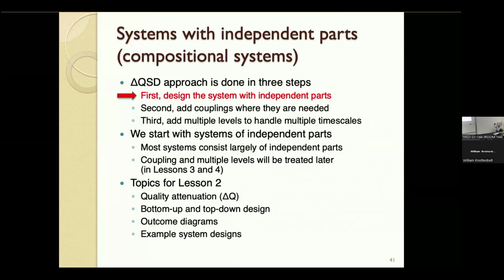In lesson 3, we're going to add couplings between the parts. And in lesson 4, we're going to talk about overload and the need for multiple levels. But today, right now, we're going to talk about independent parts. And most systems do largely consist of independent parts. And so we're going to talk about quality attenuation and system design with it, and outcome diagrams. And I'll give you a lot of example systems.